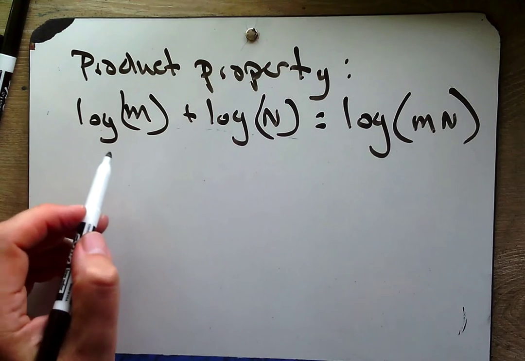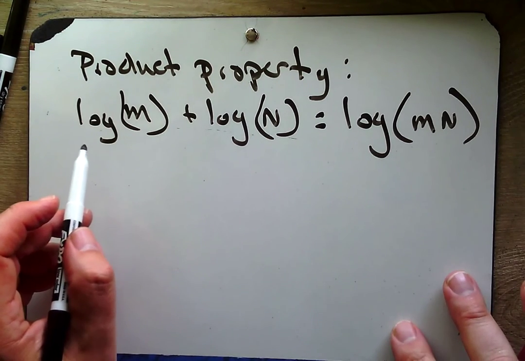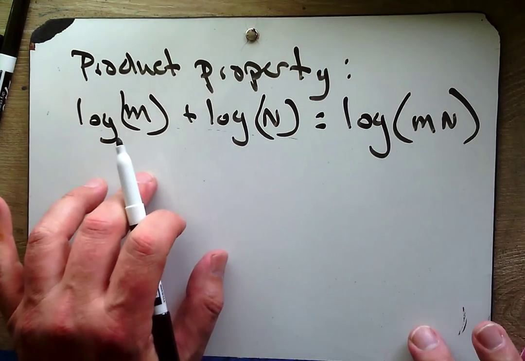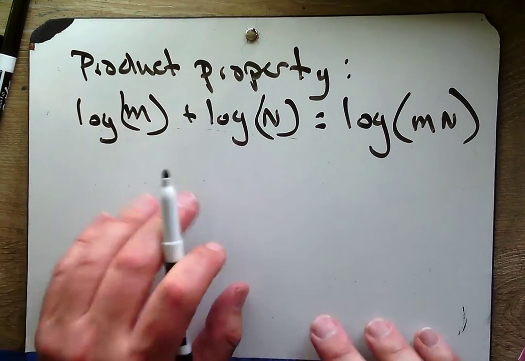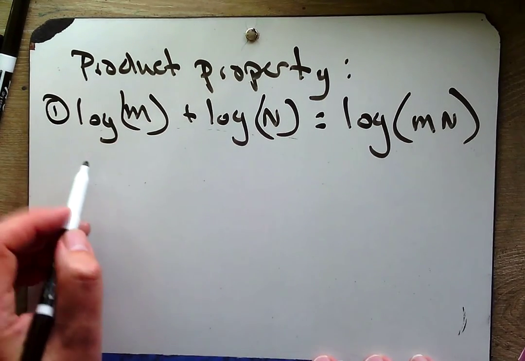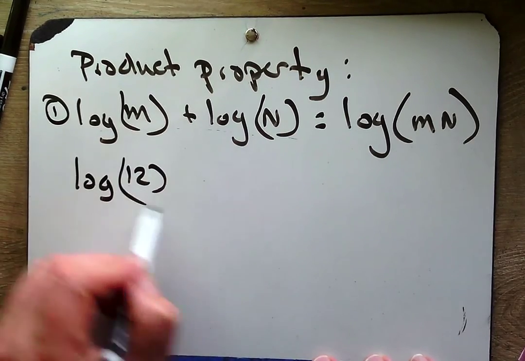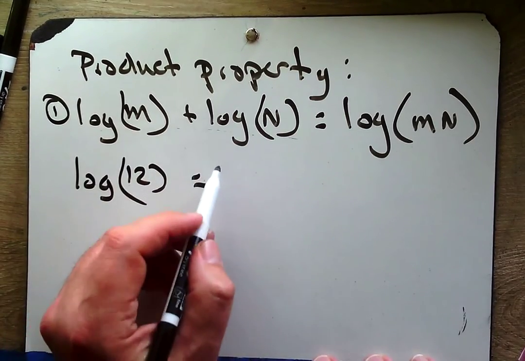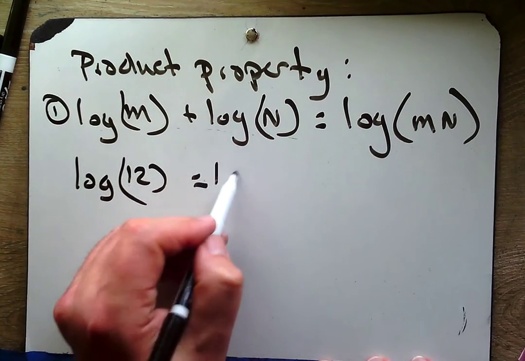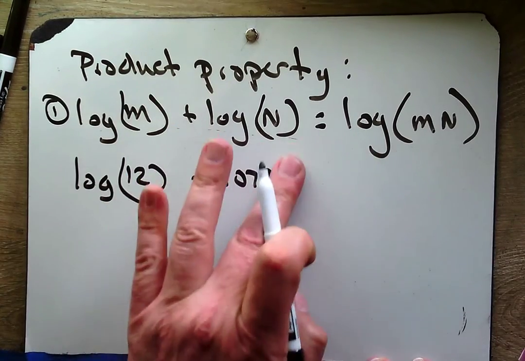I know then that in addition to this product property, I have some others. So that's our first property. Will you please look at this? Log 12. When I do that, I get 1.0798.